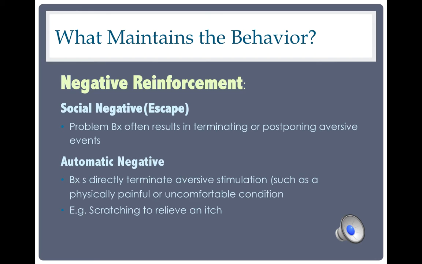Problem behaviors may also be maintained by negative reinforcement. Social negative reinforcement, or escape, may be the function if the problem behavior often results in terminating or postponing aversive events. The behavior may be maintained by automatic negative reinforcement if the behaviors terminate aversive stimulation, such as physically painful or uncomfortable conditions. The book mentions that self-injurious behavior can sometimes be automatically reinforcing, such as scratching skin to stop an itch, even if it is severe and breaks through the skin.